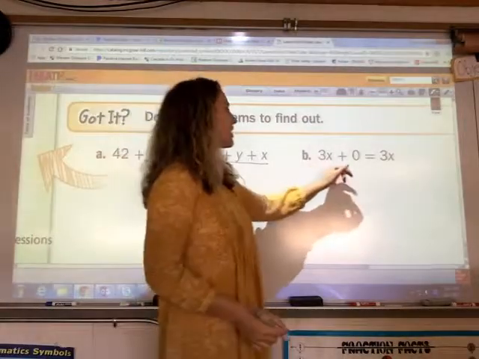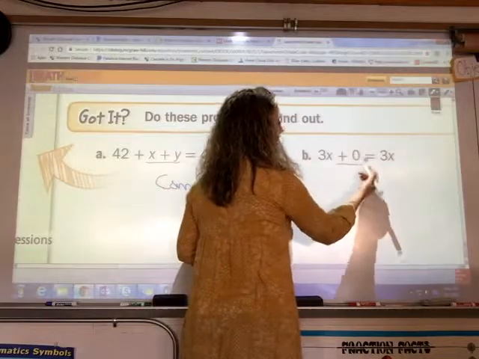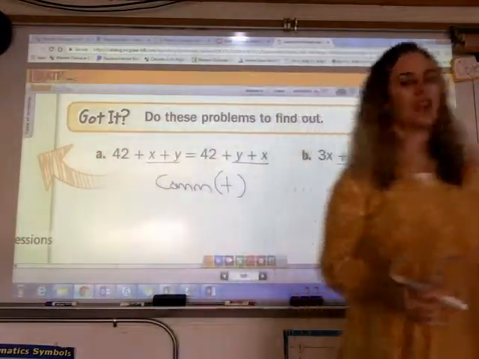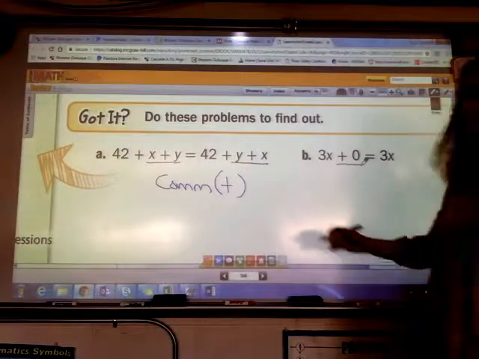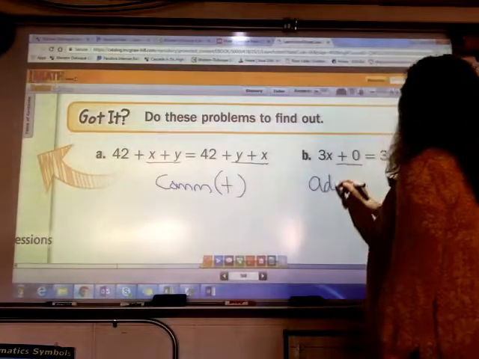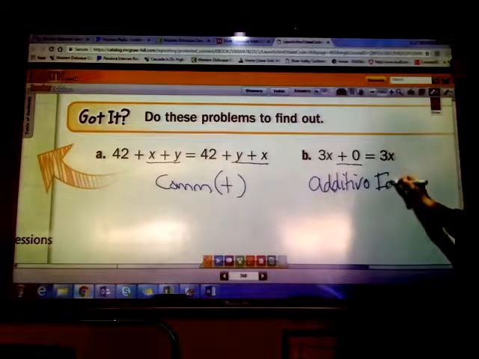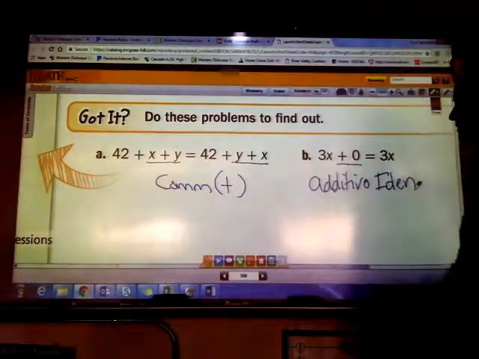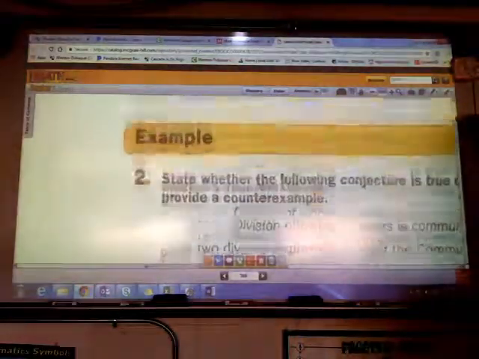Okay, over here I have 3x plus 0 equals 3x. Looking right here, I'm adding 0. You're going to want to remember, anytime that we're adding 0, we're looking at additive identity. So hopefully below it you have written down additive identity, because those would be the two properties that are being shown there.